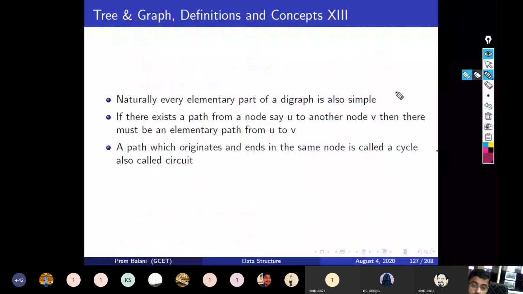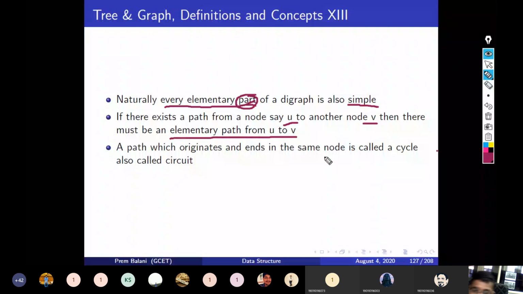So these are some conclusions from the above definitions: every elementary path, by mistake I have written here part, it is path. Every elementary path of a digraph is also simple, right? And if there exists a path from node say U to V, then there must be an elementary path from U to V. So in the graph, if you say that there is a path between two nodes, then there must be an elementary path, right?